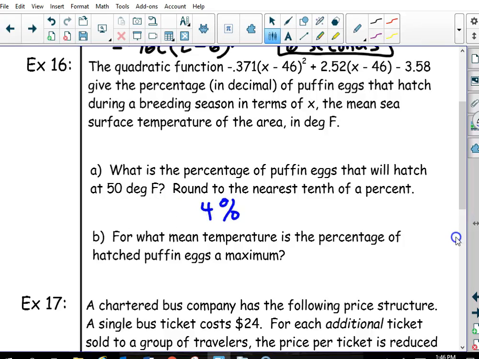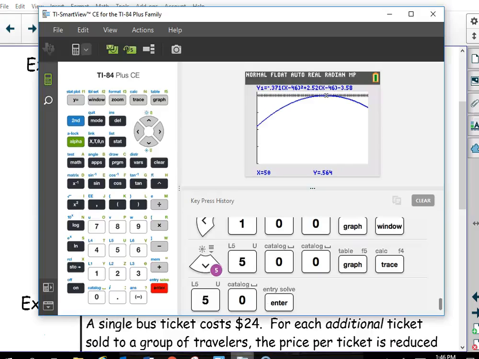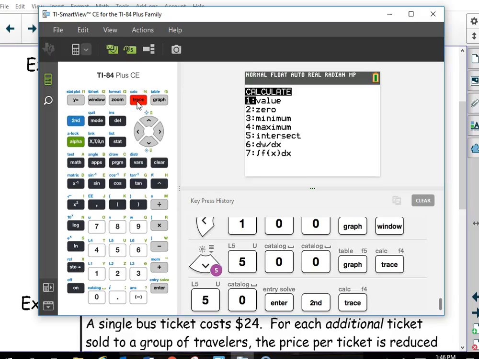Variable 6. For what mean temperature is the percentage hatched puffin eggs a maximum? Well, this made this whole thing worth the trouble, if you ask me, because I'm going to just have the calculator find my maximum. So second trace will get me my calculation function.